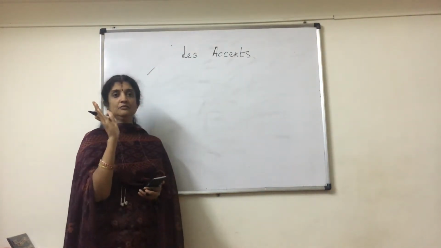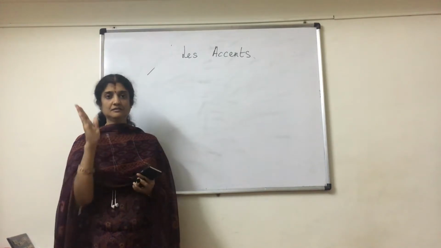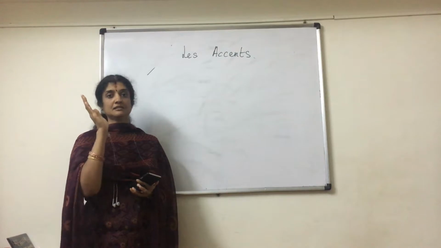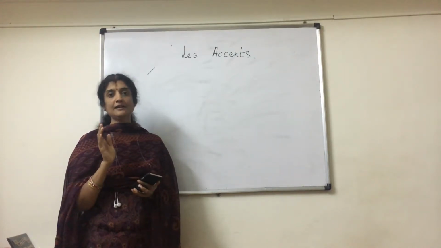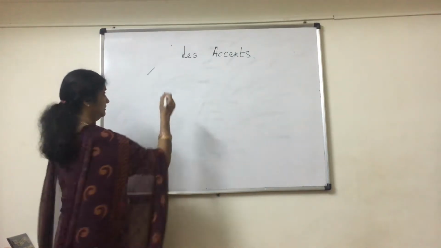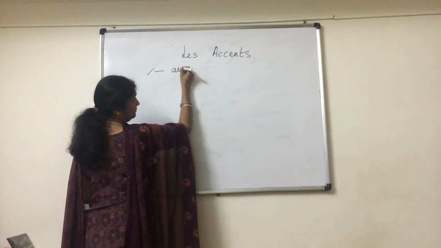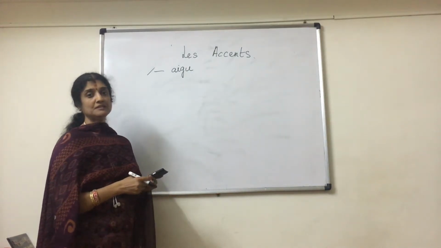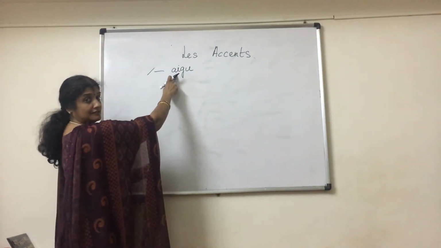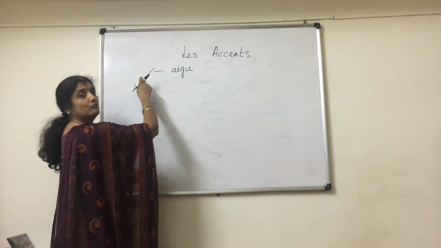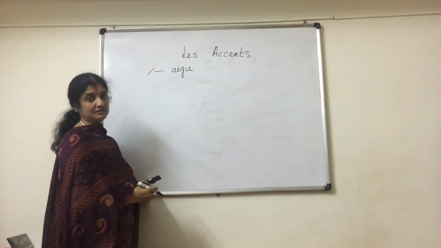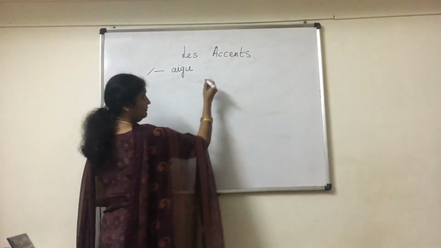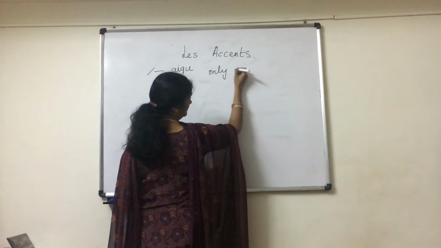The first accent that we are going to learn, the symbol, is called accent aigu. It is written, you can remember it on your right hand, so that it is easy to remember how it is written. Aigu is the name of the accent. It's not compulsory that you need to remember the name of the accent as much as you need to remember why it is written and where it is written.